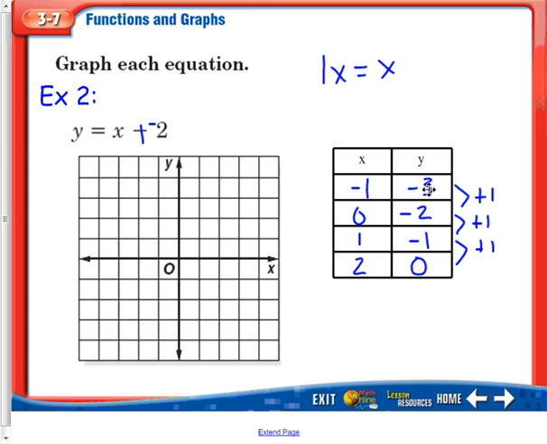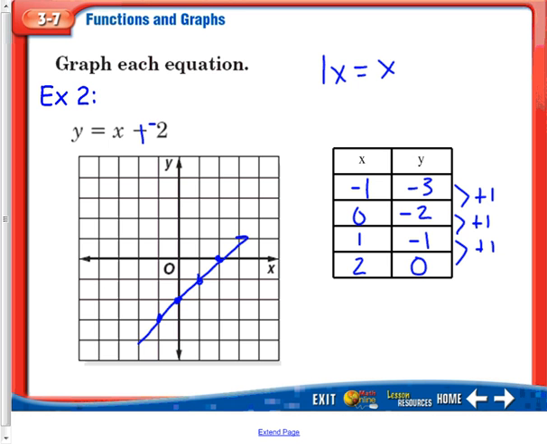So we have a -1 and a -3. We're going to go left 1 and then down 1, 2, 3. And that's my first point. And then I'm going 0 and then down 2, and then I'm going to go right 1 and down 1, and then I'm going to go right 2 and be at 0. Okay, so as you can see here, remember we said what linear means.